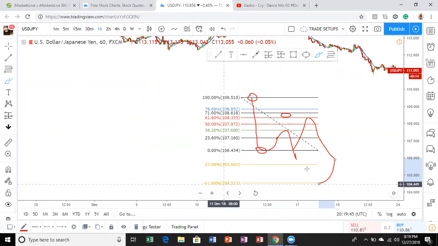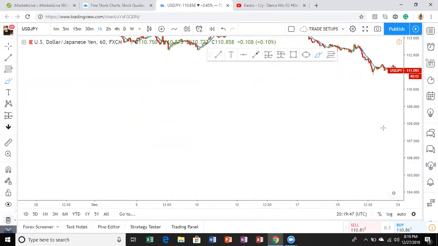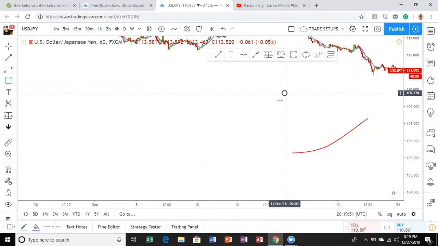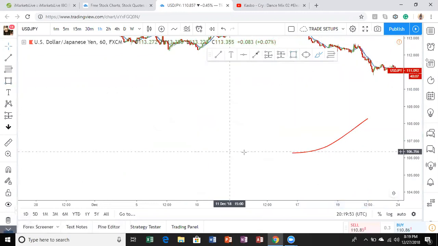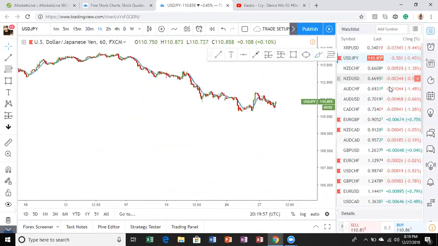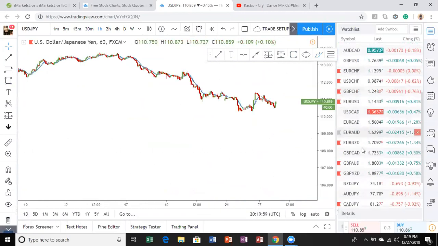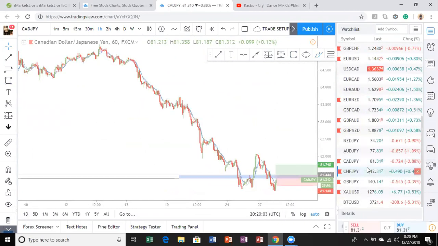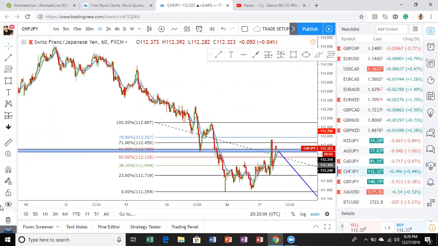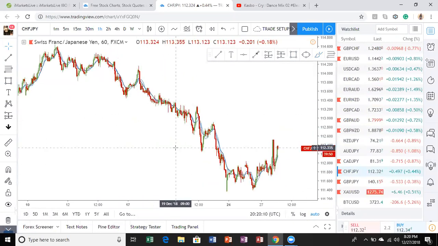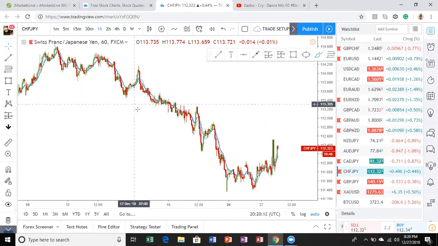I'm not trying to scalp and get 10 pips out of the market, 5 pips out of the market. Now I'm trying to catch the whole wave. All right, I'll take you to a pair that really blessed me this week: the Swiss franc and the Japanese yen. I'll show you guys how I was able to utilize the fib to capture all these movements.